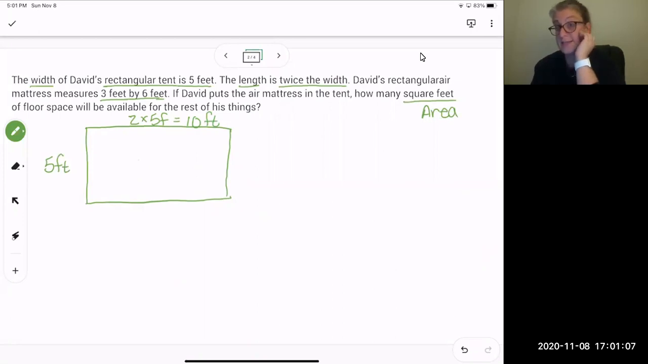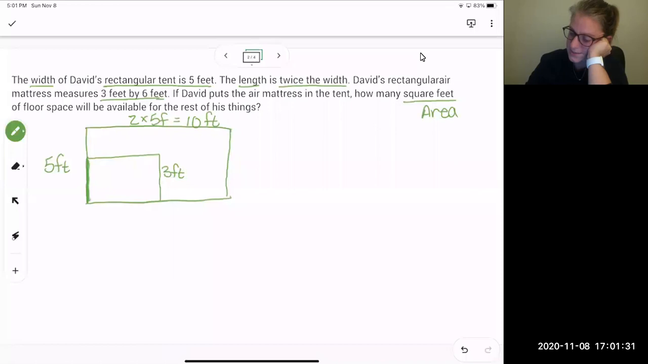And then inside, his mattress is 3 feet by 6 feet. So let's see. 3 feet is going to be the shorter side, because it doesn't make sense that this part right here would be 6 feet, because 6 feet is greater than 5 feet, and that doesn't make any sense, right? So that side's going to be 3 feet, and this side is going to be 6 feet.